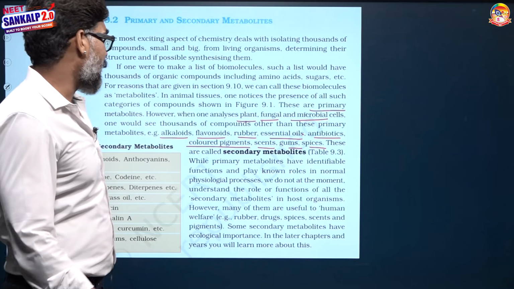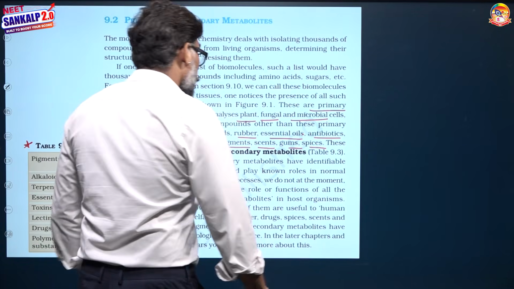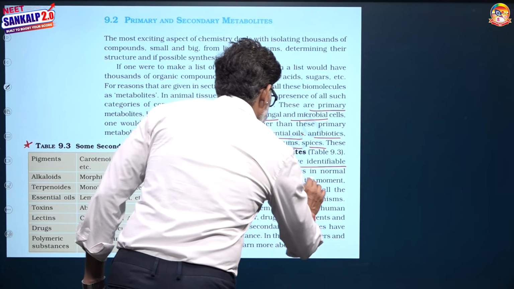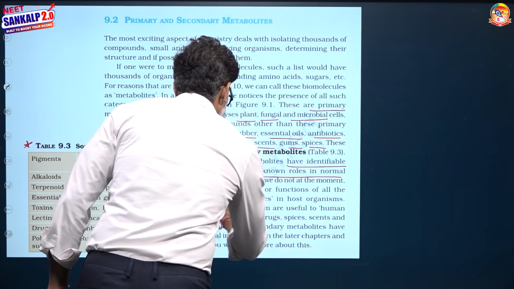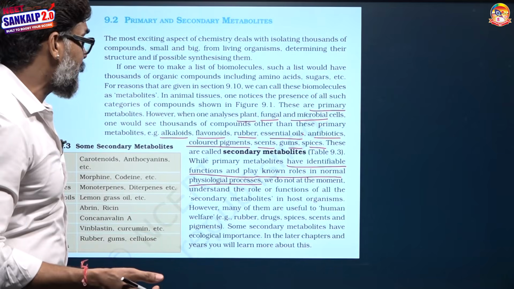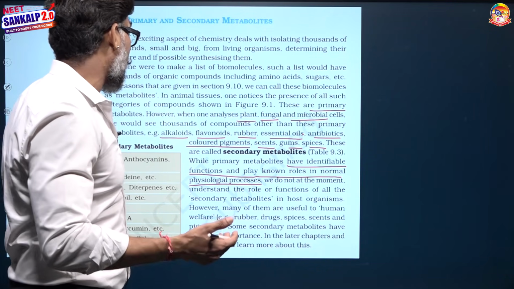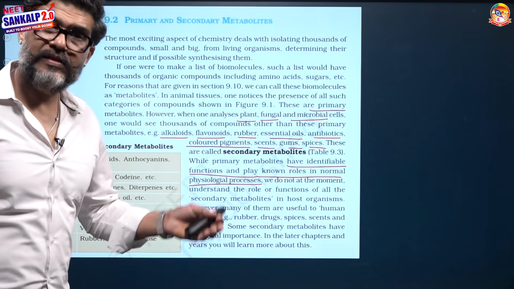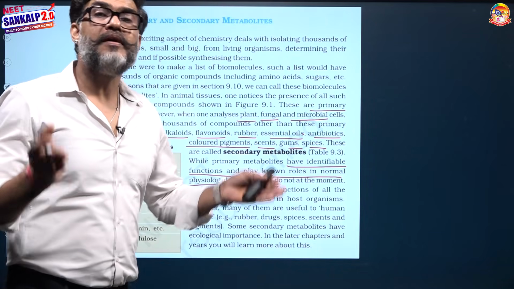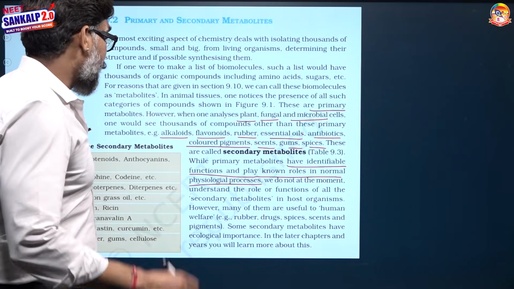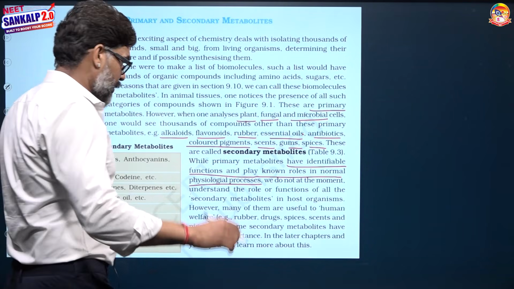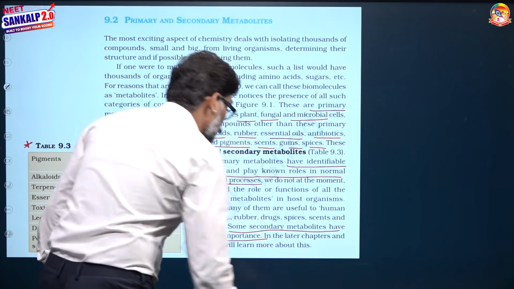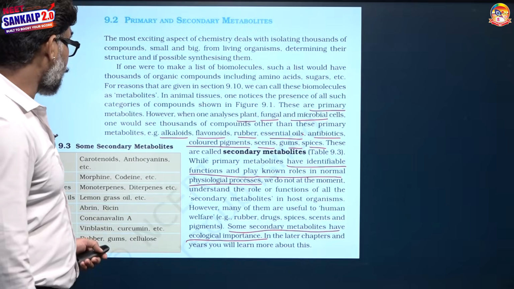What is the definition of secondary metabolite? Here it is mentioned that primary metabolites have an identifiable function and a known role in normal physiological processes. So it means those substances which do not have an identifiable function and which do not play any known role in physiological processes are considered to be secondary metabolites. Secondary metabolites have ecological importance. This is one of the important points. Meaning they provide protection against grazing, etc.